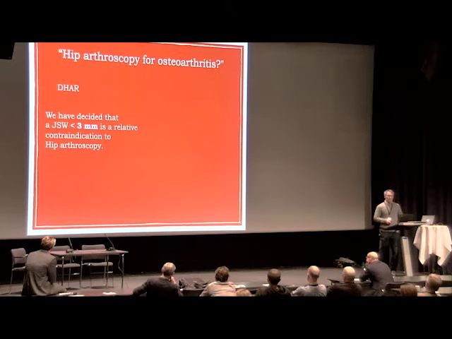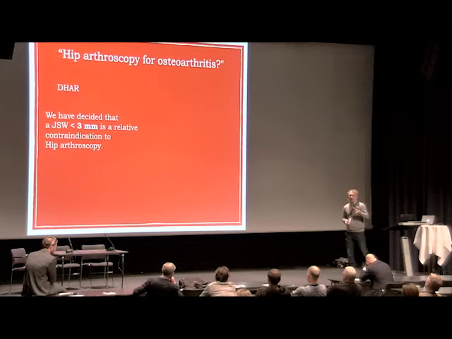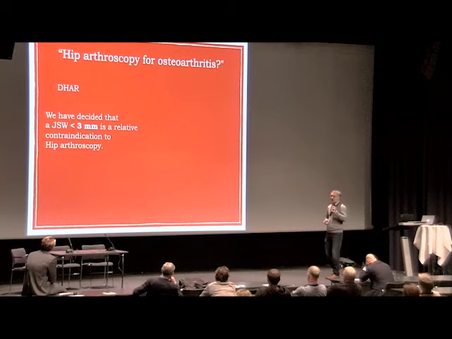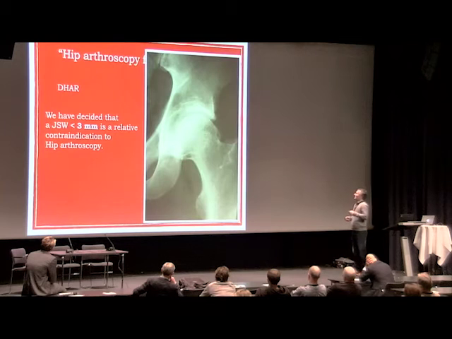From the Danish registry, as I said before, in Denmark, I think most of us agree that we don't go under 3 millimeters joint space width at the lateral sourcil, and that's a relative contraindication for hip arthroscopy. That's where we look.